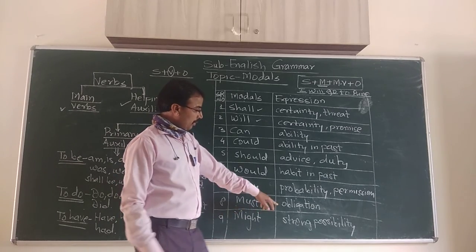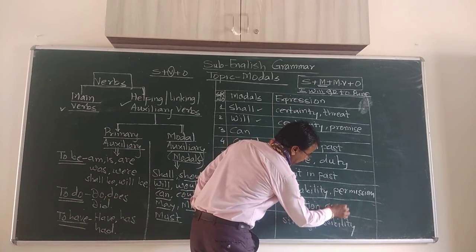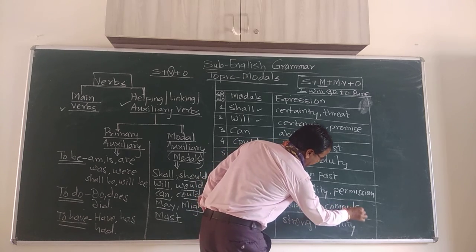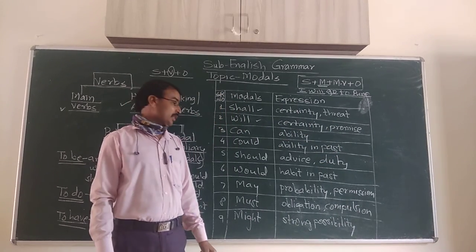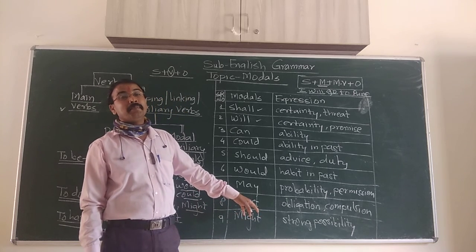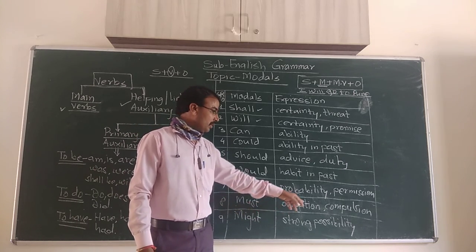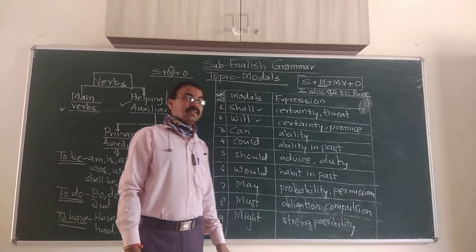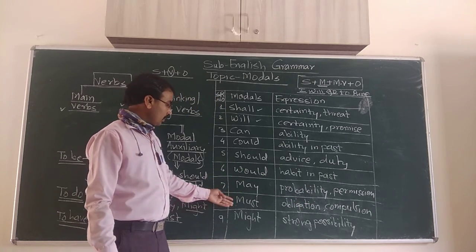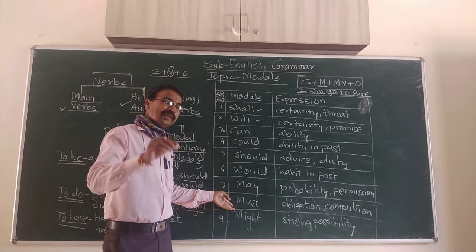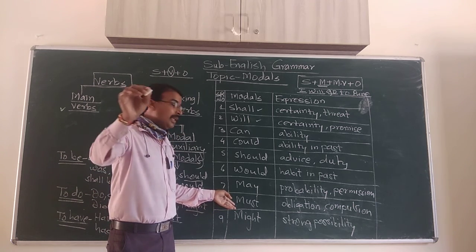Must shows obligation, compulsion. Whatever is compulsory, that is compulsion. Whatever is obligatory, mandatory, there are two or three words. Obligation, mandation, compulsion. Must. You must do your work. You must work hard. You must study hard.